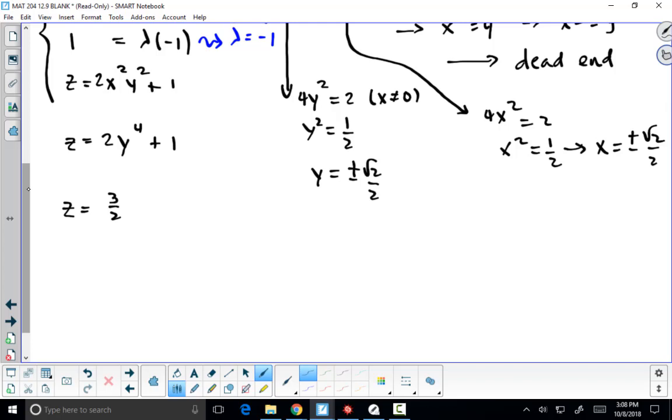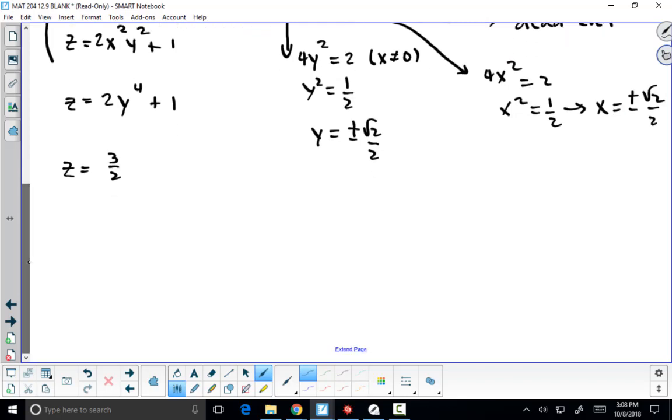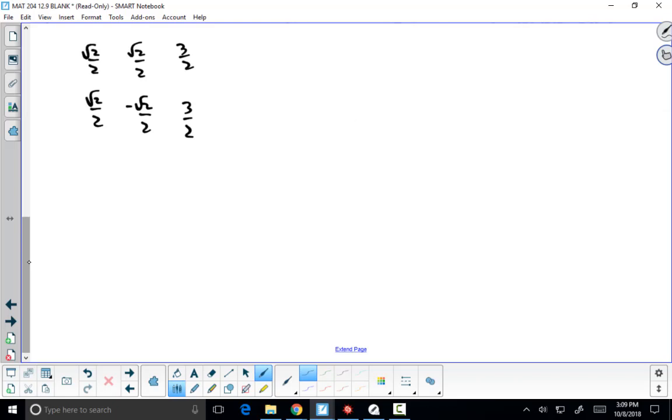If we plug in y squared in here, we plug in x squared, it doesn't matter if we choose the positive or the negative, because we're squaring, we're going to get 3/2 for every single case. So we're going to have the following points then. We're going to have x equals root 2 over 2, with y being root 2 over 2 or negative root 2 over 2. Pretty much plus minus root 2 over 2, plus minus root 2 over 2, 3 over 2. Exactly. We just write them all out.